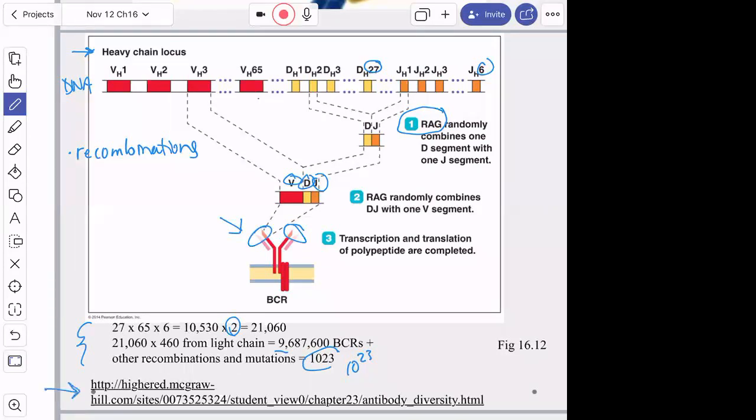Okay, and I included this animation. It's just a couple-minute animation that walks through this. If you want to hear that explanation again, that's a really excellent animation.